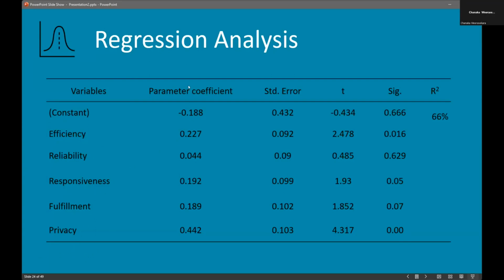So this parameter, for example, means that the beta value is 0.221. So that means if you increase the efficiency by 1, your satisfaction is going to increase by 0.227.